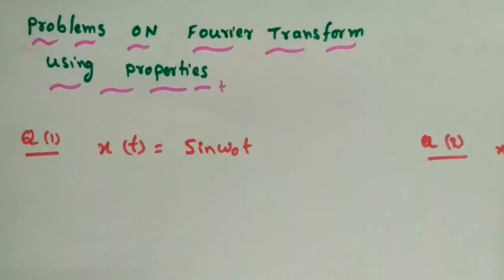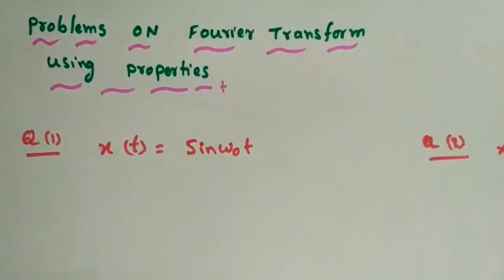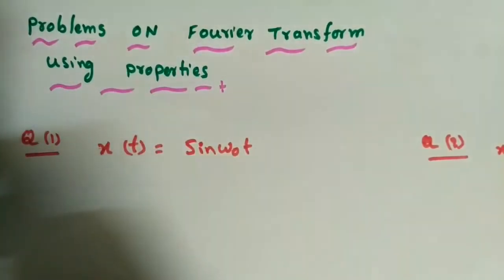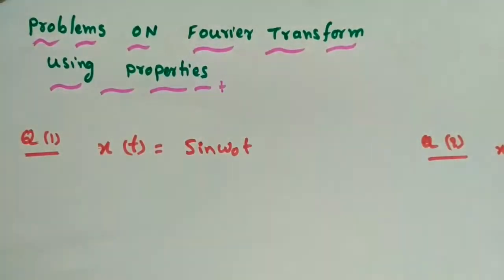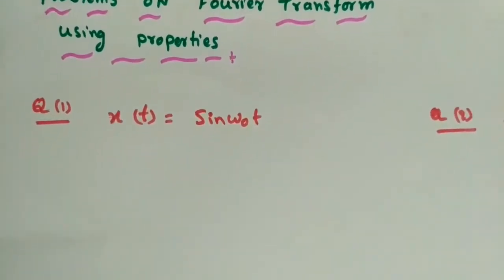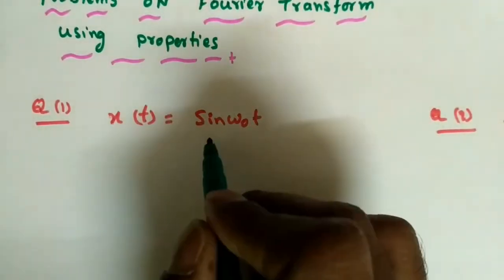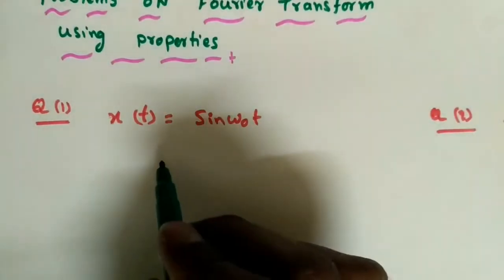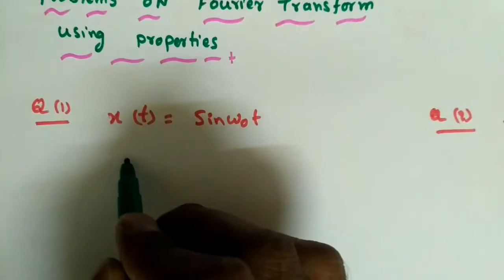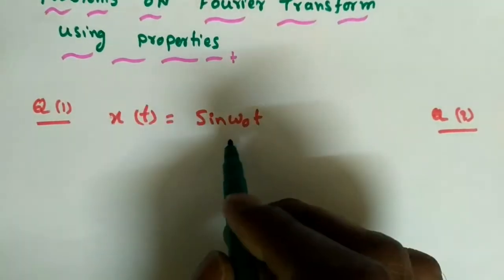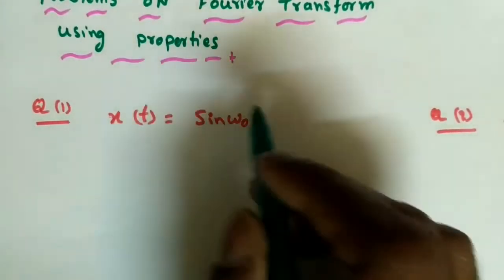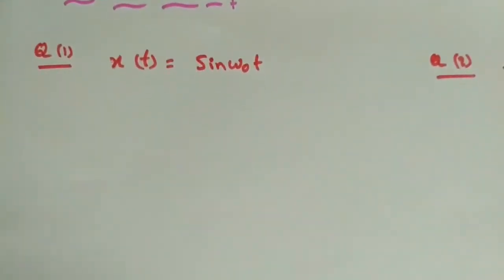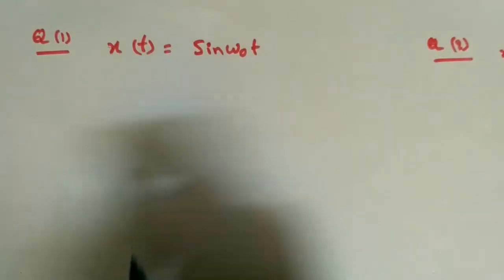Now in this lecture, we're going to solve problems on the Fourier transform using properties. We need to find the Fourier transform of the given signals using the properties. The first one is x of t equals sine omega naught t. If you use the defining equation of the Fourier transform, it is a somewhat lengthy procedure to find the Fourier transform of this signal. But if I use the properties of the Fourier transform, it's very easy.